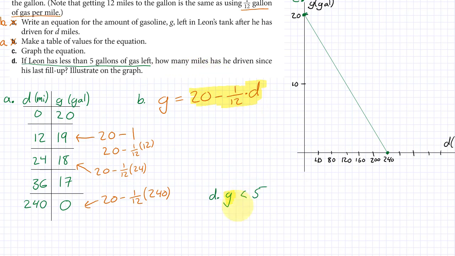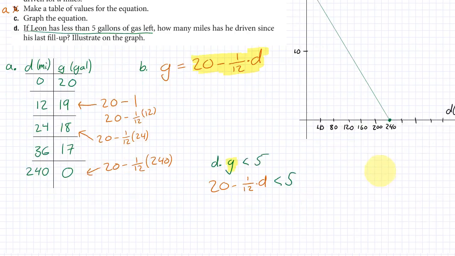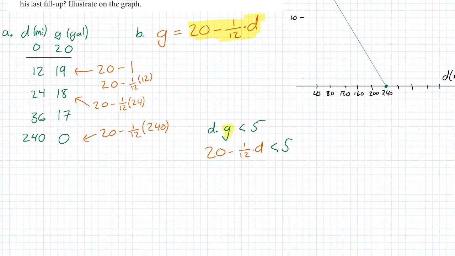So I'm going to replace this G here with 20 minus 1/12 times D. Sorry, 20 minus 1/12 times D. That should be less than 5. Now we're going to do some algebra steps to solve this. I'll start by subtracting 20 from both sides.